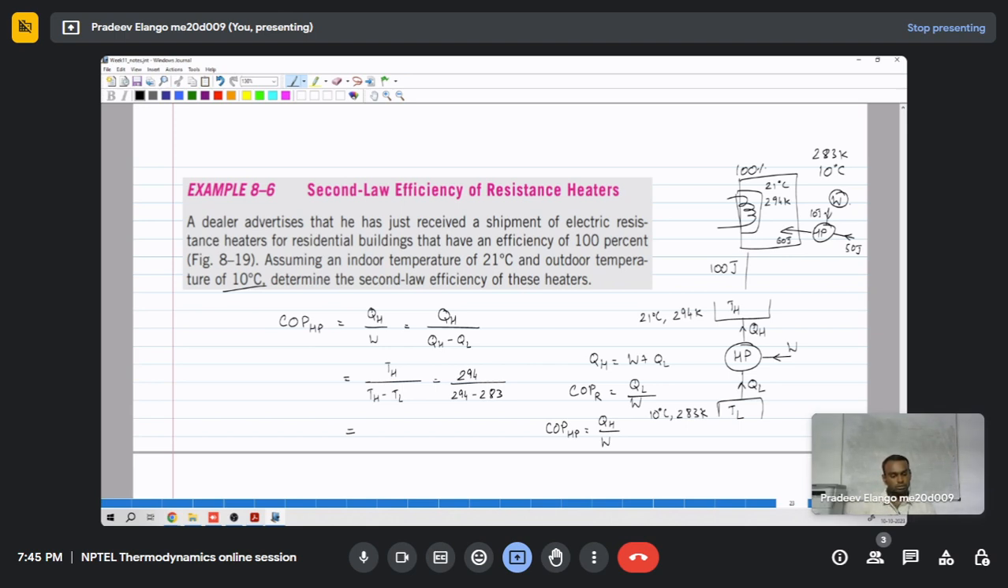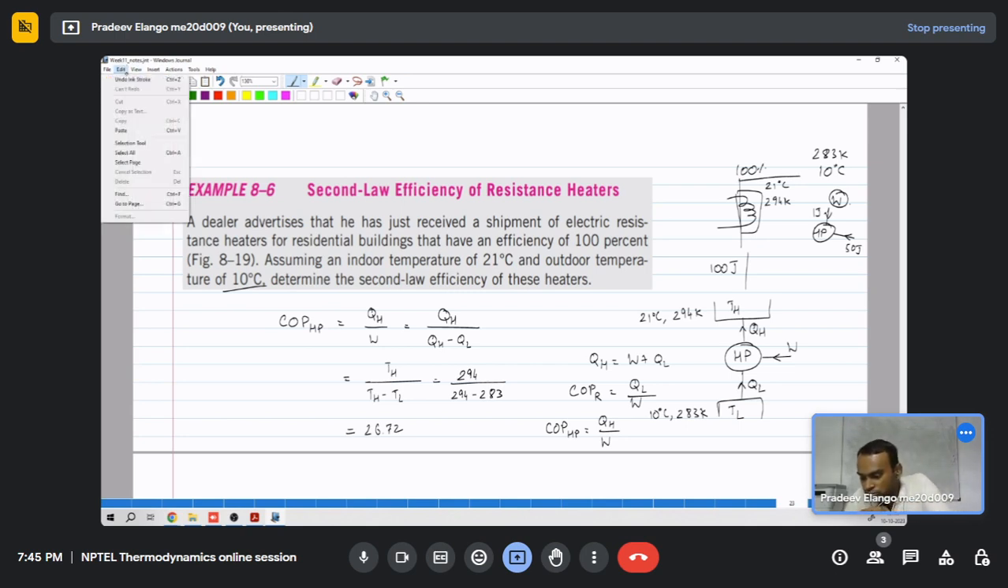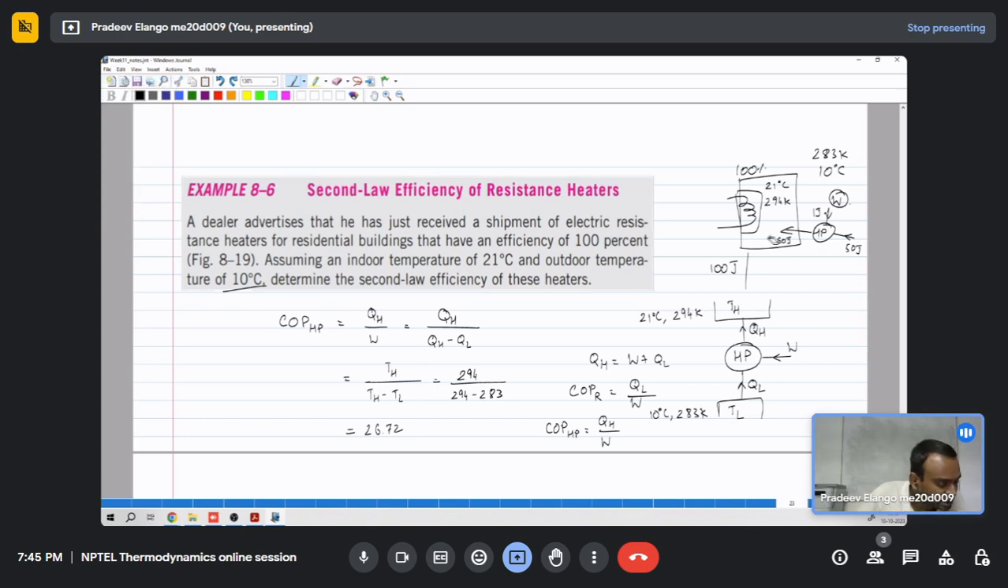26.72. So this means when I supply only 1 joule of work input, I will not get 60 joules like I assumed earlier. I will be getting 26.7 joules of heat energy inside the room, and this will be 25.7.